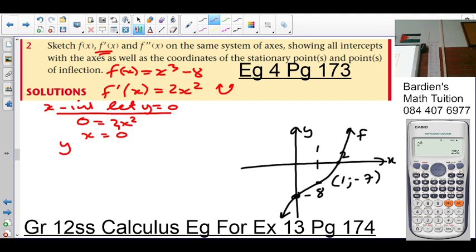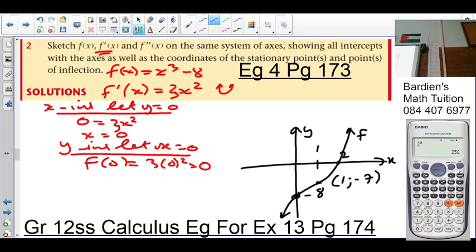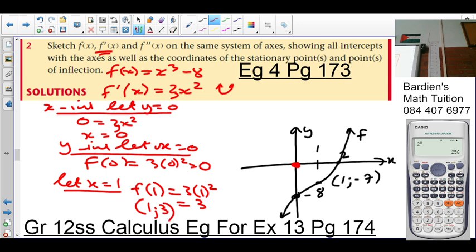3, absolutely. Thank you, Michael. So y-intercept, we let x equal to 0. So f prime of 0 is going to give you 3 times 0 squared, which is 0. So your x-intercept and your y-intercept is 0. So what do we do now? We say let x equal 1. So f prime of 1 is then equal to 3 times 1 squared, which is 3. So that point of contact is 1 and 3. The graph is going to go through like that. And that is f dash x.